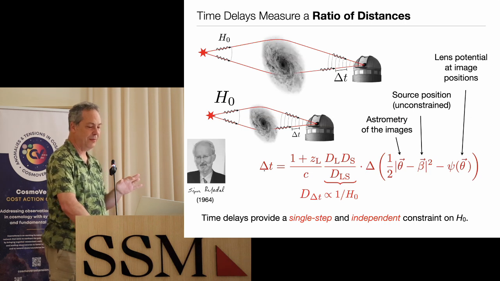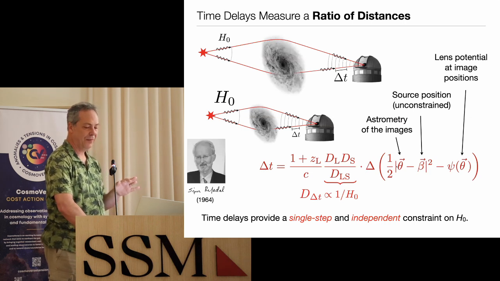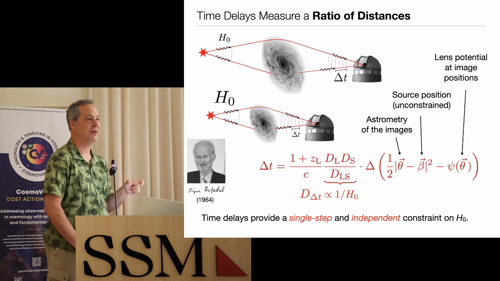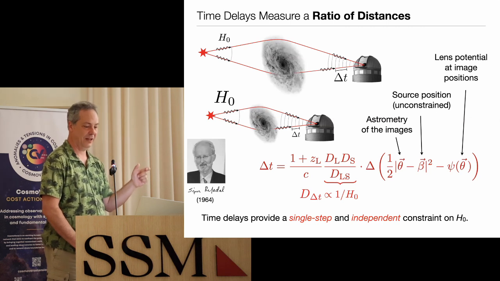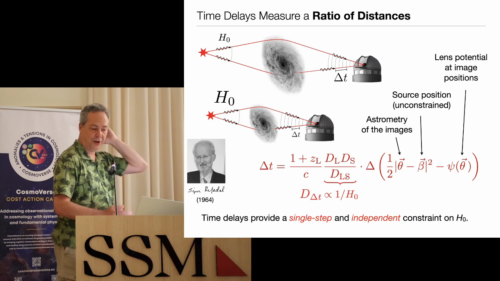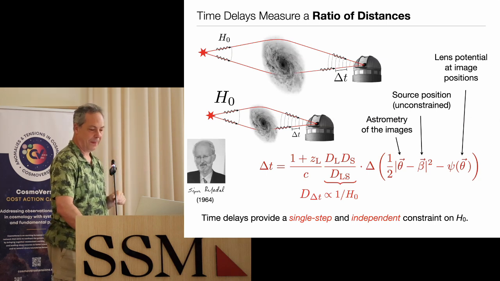So the idea is you measure this, you have nice imaging, you have a nice model, hopefully. And what you measure, in fact, is this quantity. So what you measure is a ratio of distances. You don't measure H0 directly. So the measurement is a bit like in BAO. You measure D times R. Here you measure a ratio of distances.